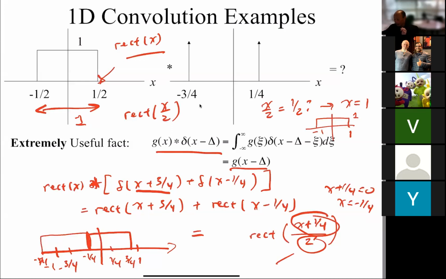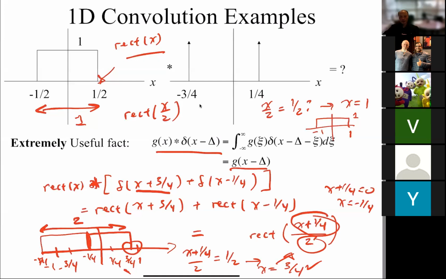So that's why I have this 2 down here, because the width of this is 2. If you want to check it, you can see that the right endpoint should be x of 3/4. So I could plug in and see if my answer is correct. (x plus 1/4) over 2 should equal 1/2. If I solve this for x, I get x equals 2 times 1/2, which is 1, minus 1/4, which is 3/4. So x equals 3/4. That's the right endpoint.